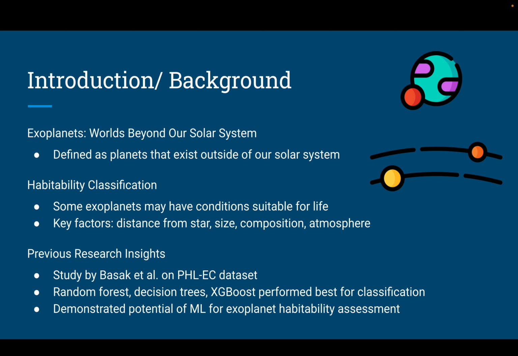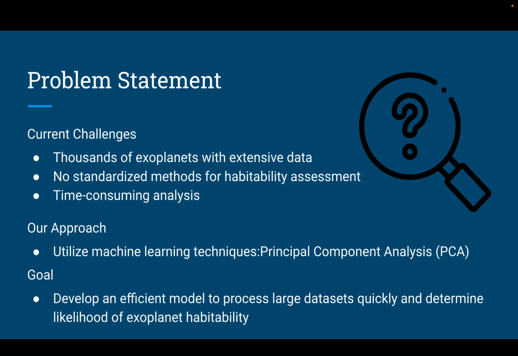There are some key factors, including their distance from a star, their size, composition, temperature, atmosphere, etc. And we want to use these metrics in our machine learning models to be able to predict if that planet is habitable or not. We'll be using the PHL-EC dataset that Basic et al. and many others have used, and we'll be implementing a couple of algorithms for that.